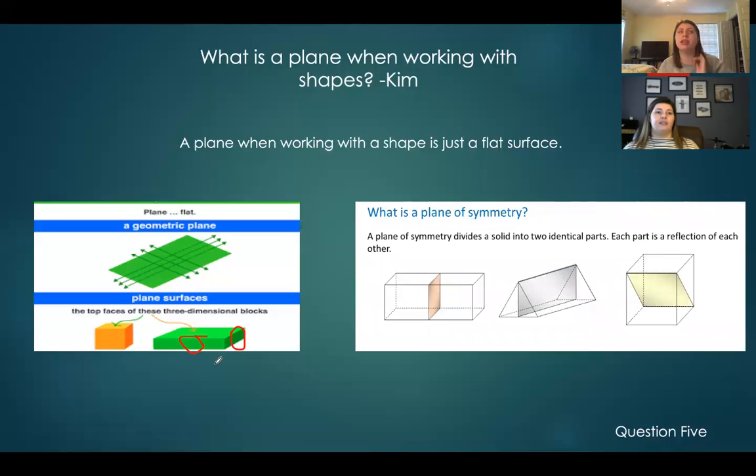So now that we know what planes are, let's go into a little bit more depth while we're talking about shapes. A plane of symmetry basically divides the shape into two identical parts. So we have a rectangle there, right? If we were to do a plane of symmetry and divide that in half, we would have two squares after that. Put them together, we have a rectangle. Apart, two squares. You see how those are identical. They look exactly the same.